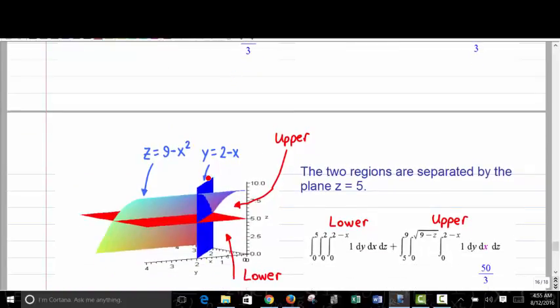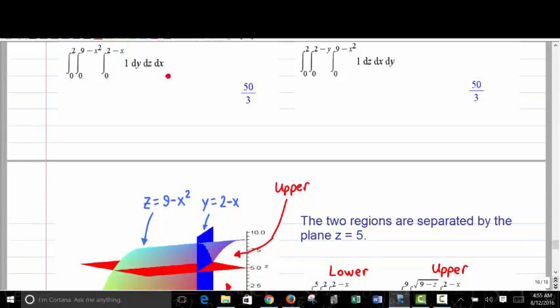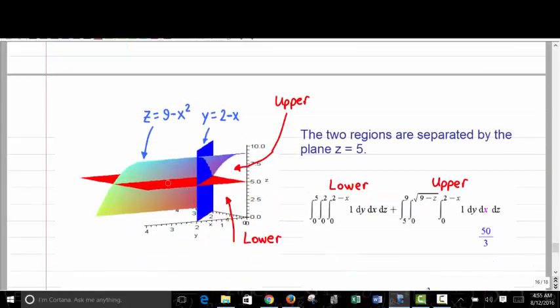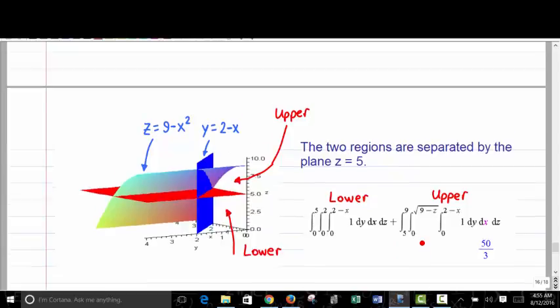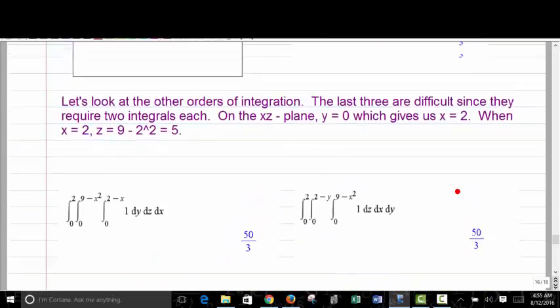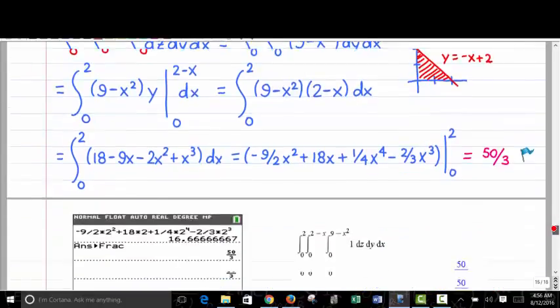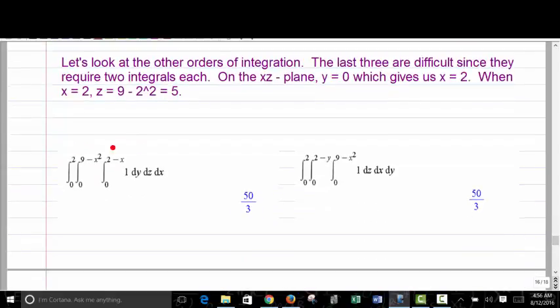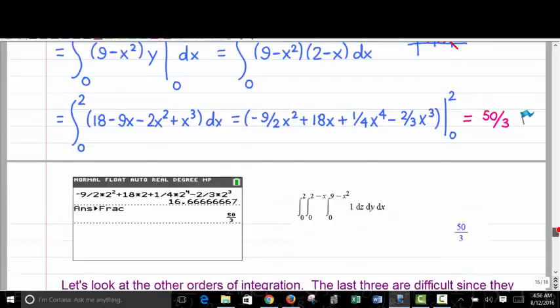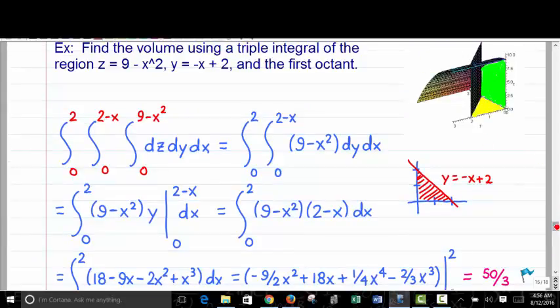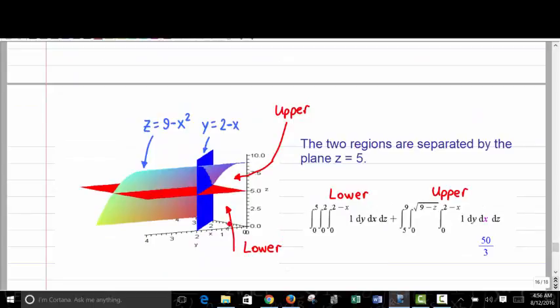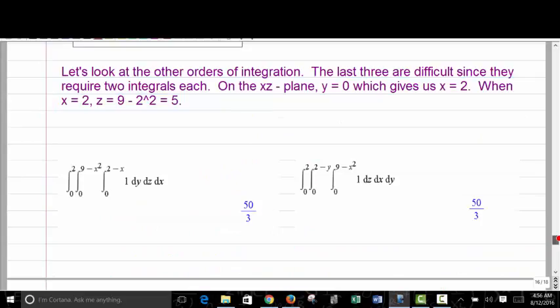And z would go from, see, z can be in terms of x. And now don't worry about that split, that red plane right there. I'll explain that in just a second. That has to do with these more complicated issues. But anyway, it would go 0 to the plane, the height. So it's 0 to 9 minus x squared. And then x would have to go from 0 to 2, like it does right here. So you can see that produced 50 over 3.